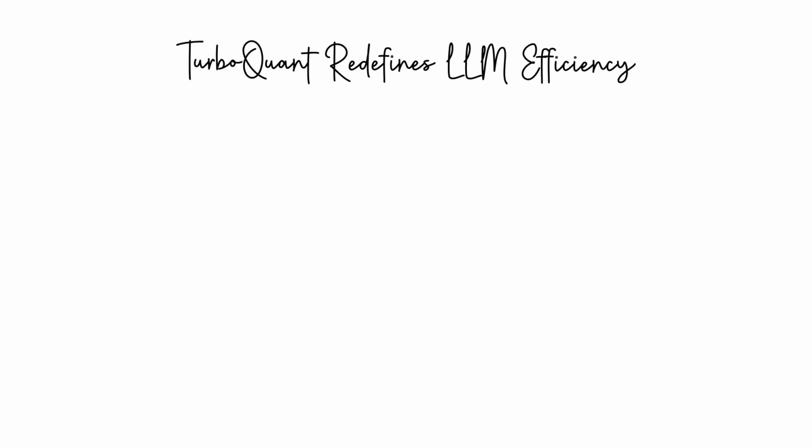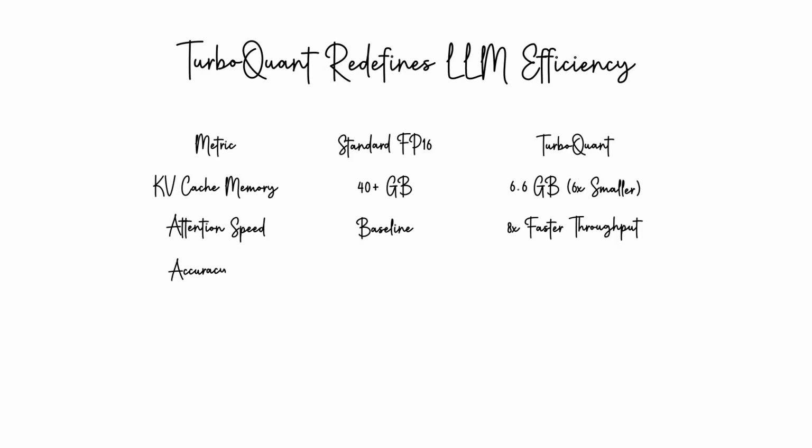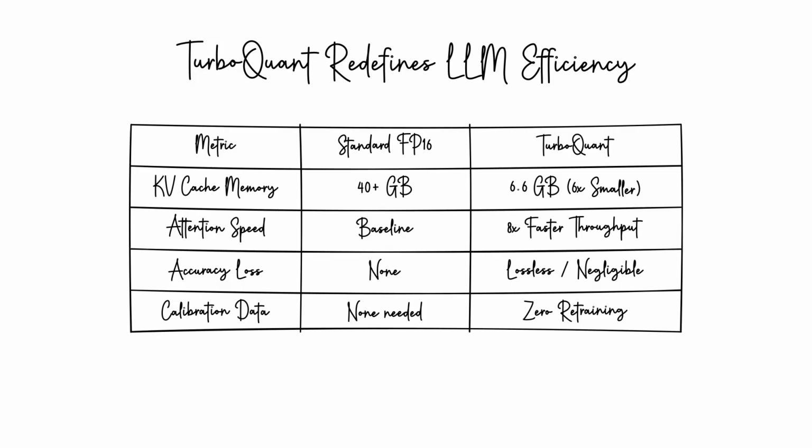The results are staggering. TurboQuant achieves lossless KV cache compression down to 3 or 4 bits. That is a 4 to 6 times memory reduction, allowing 8 times faster attention throughput, with zero model retraining and zero fine-tuning required. It perfectly aces the needle-in-a-haystack retrieval test at massive context lengths.